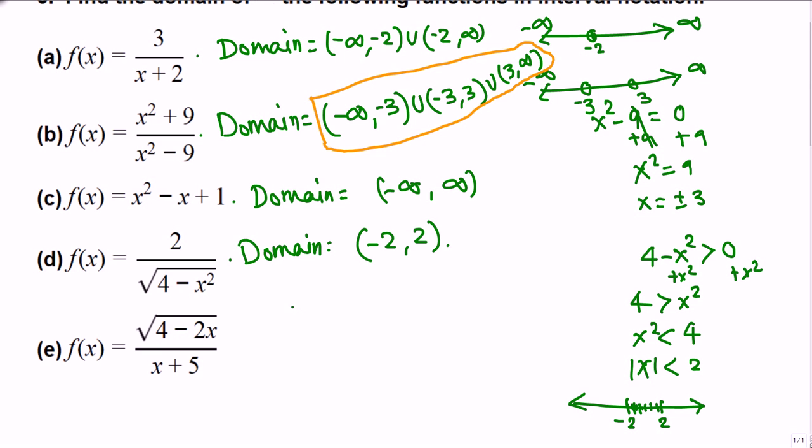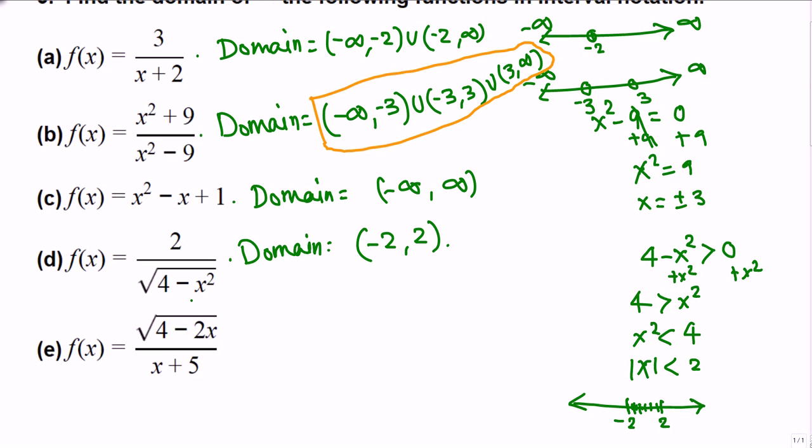We can try. If we take negative 2 or 2, then this is 0. The square root of 0 is 0, and 2 over 0 is undefined, not good. If we take something outside, like 3, then 4 minus 3 squared, 4 minus 9, is negative 5, and the square root of negative 5 is not a real number. So the domain is negative 2 to 2.